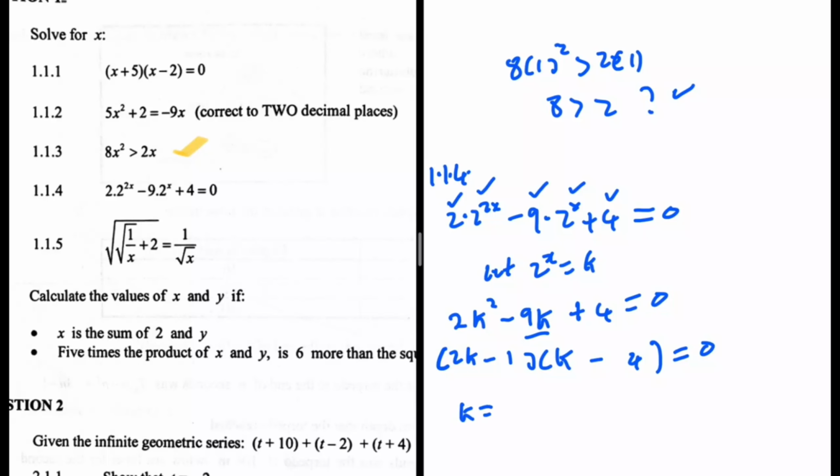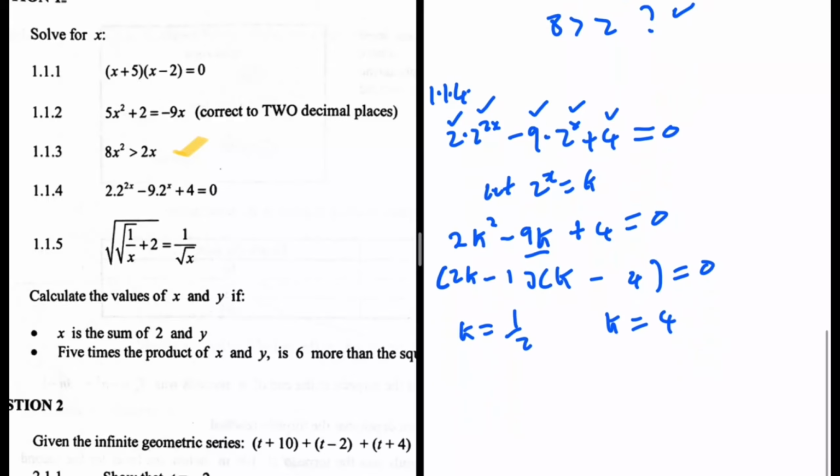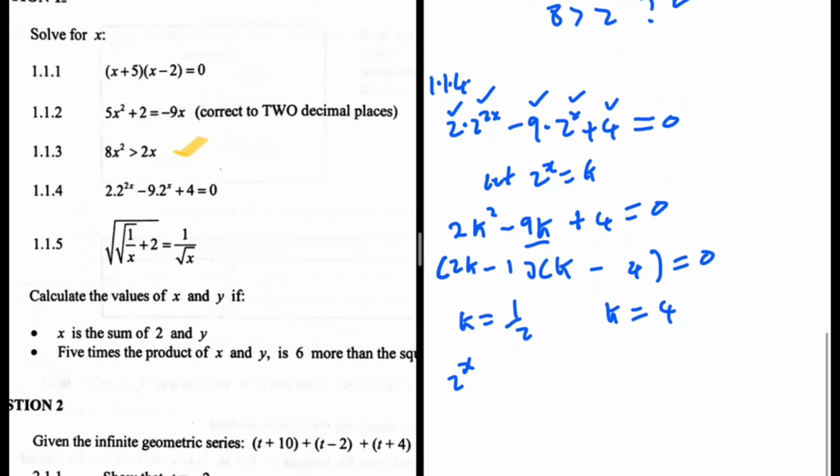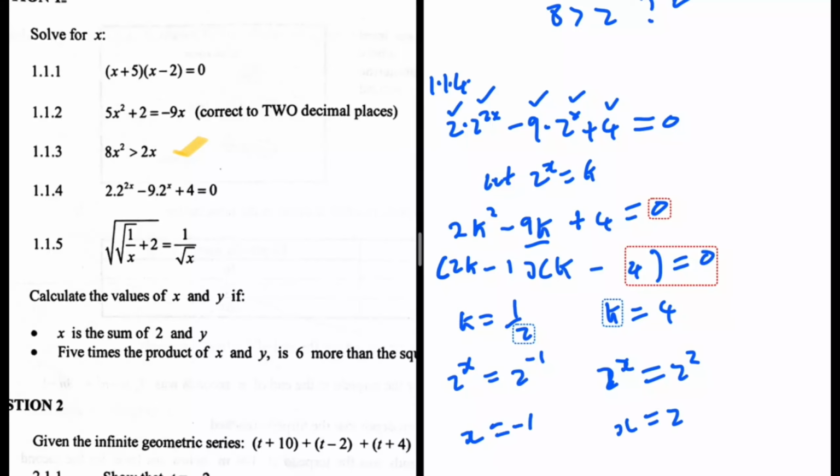So here k will be equal to 1 over 2. And then here k will be equal to 4. But we know that k is equal to 2 to the x. We can write 1 over 2 as 2 to the minus 1. We try to give these numbers the same base so that we can equate the exponents. And then 2 to the x will therefore be equal to 2 to the 2. So x is equal to minus 1. x is equal to 2. So I have these two answers.